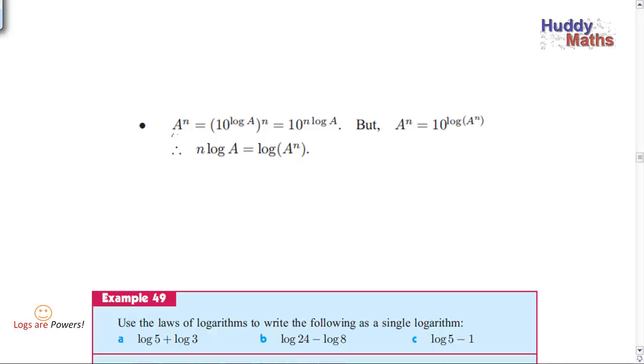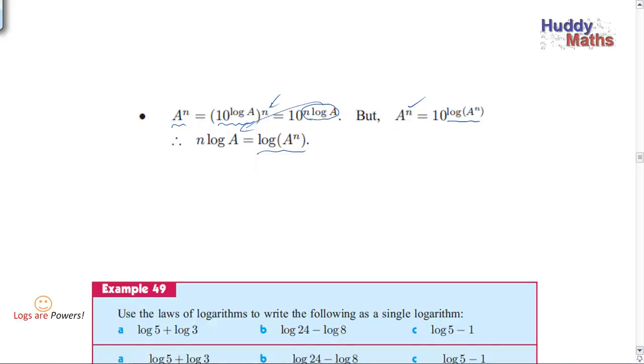Okay, so A to the n, a number raised to the power n. Write the number as a power of 10, so it's 10 to the log of the number, and raise it to the n, you'll multiply the two together. But A to the n, of course, is 10 to the log of A to the n. So therefore, log of A to the n is n log A. It's proving that because logs are powers, you're going to follow the power rules for them.